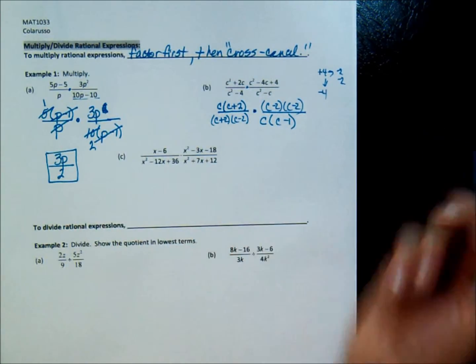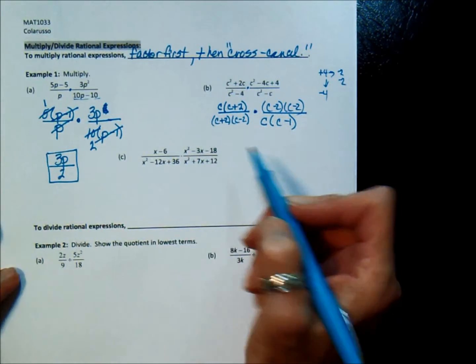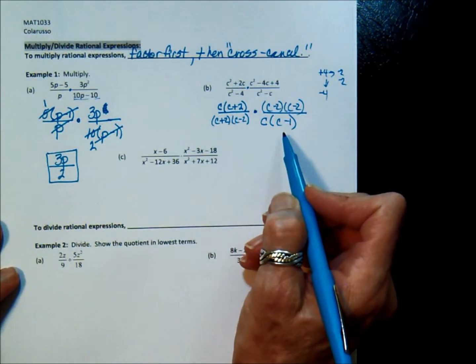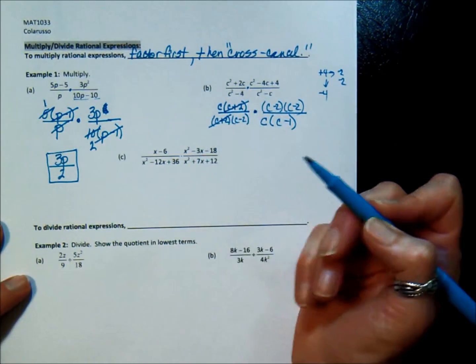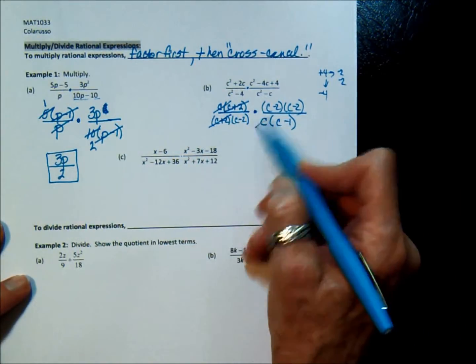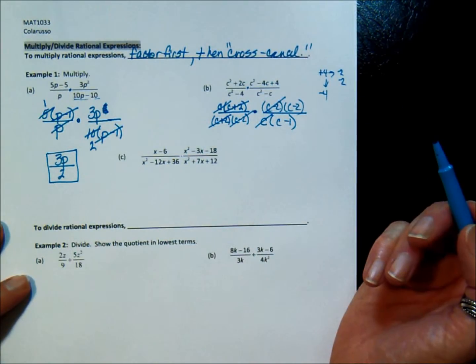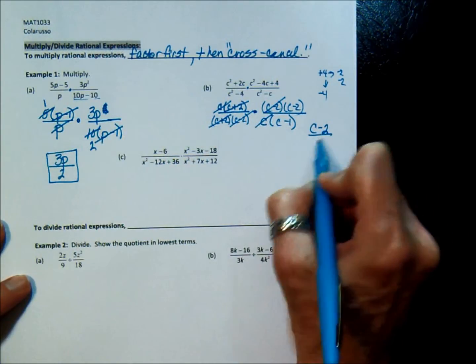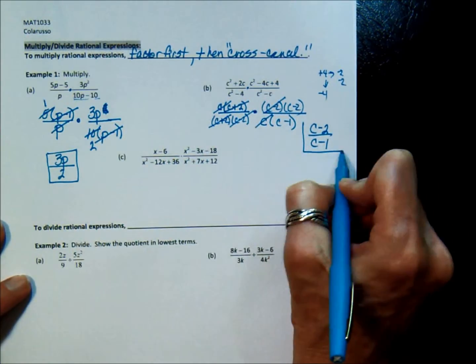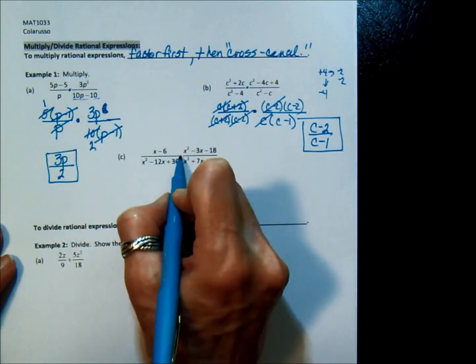We're going to factor out a c. Now, everything is factored, so now we can cross cancel. c plus 2, c plus 2. This c cross cancels that c. c minus 2, c minus 2. And I think the only thing we have left is c minus 2 over c minus 1. All right, one more and then we're going to divide.